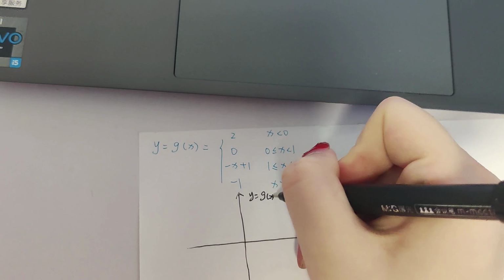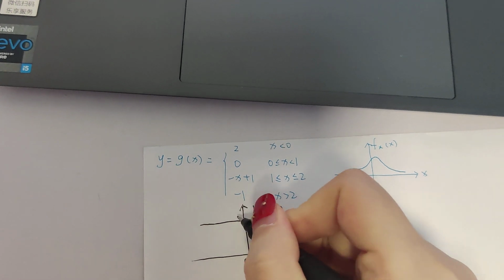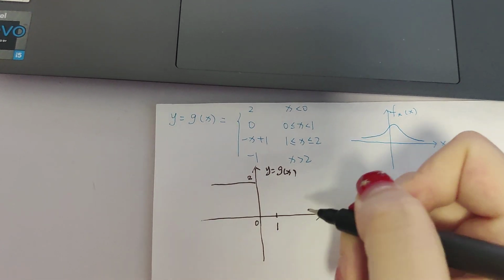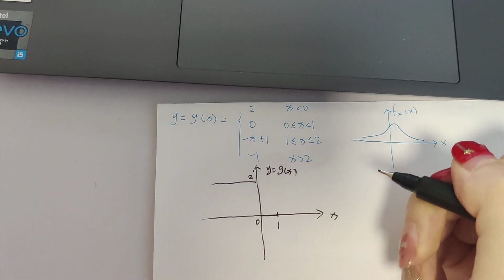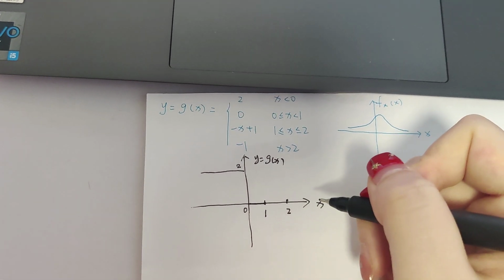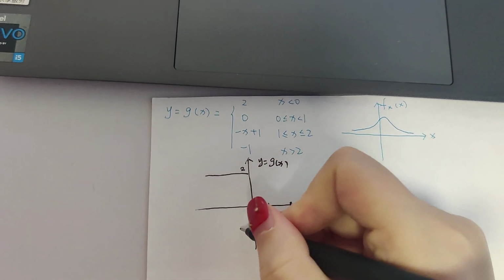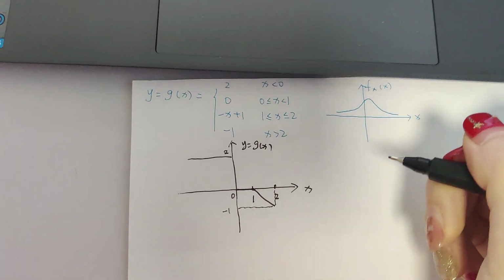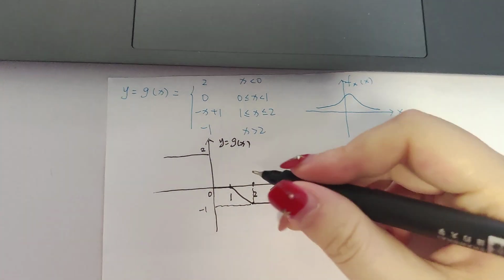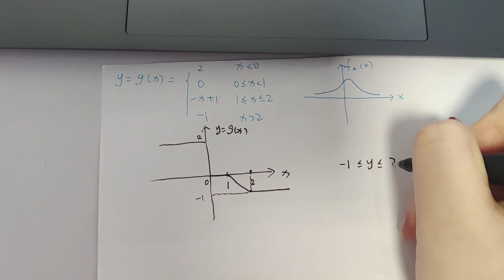Y equals g(x). When x is less than 0, y equals 2. And when x is from 0 to 1, y equals 0. And when x is from 1 to 2, y equals minus x plus 1. And when x is more than 2, y equals minus 1. So from this picture, we can first know that y is from minus 1 to 2.